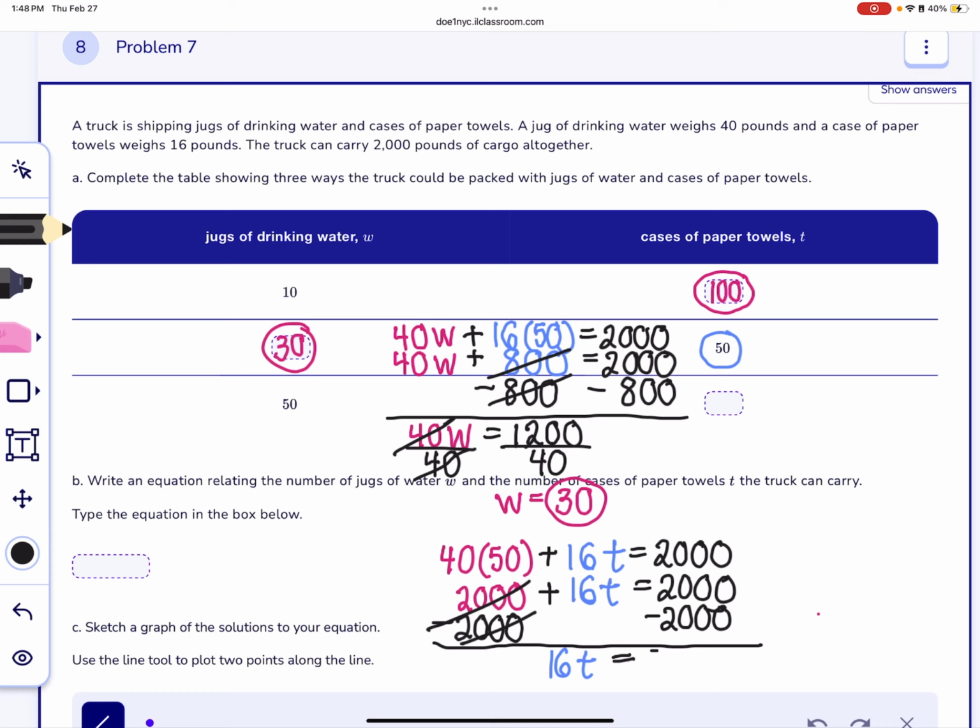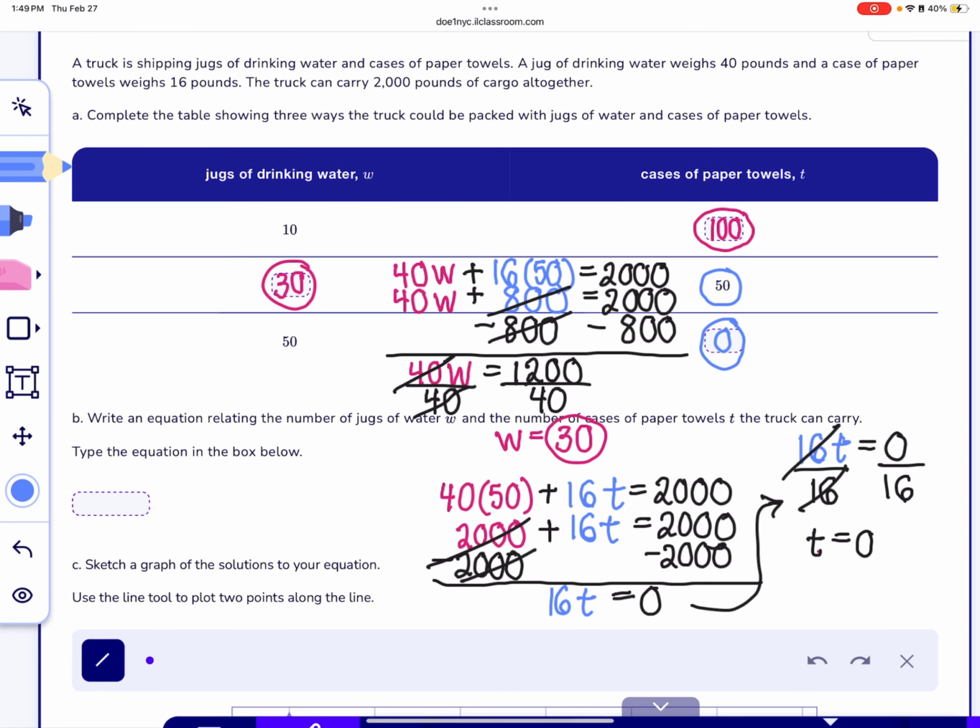And so then we are left with the 16T equaling 0. Now that's an interesting case because if you look, the way to isolate our variable is actually by dividing both sides by 16. So we know that 0 divided by anything is just 0. And 0 is our answer for the cases of paper towels. And this means that when our jugs of drinking water is 50, we have 0 cases of paper towels.